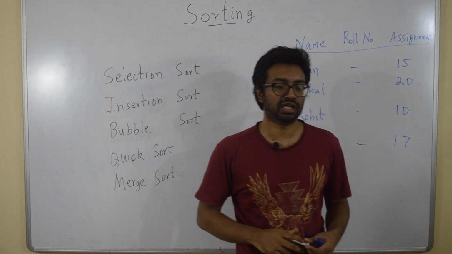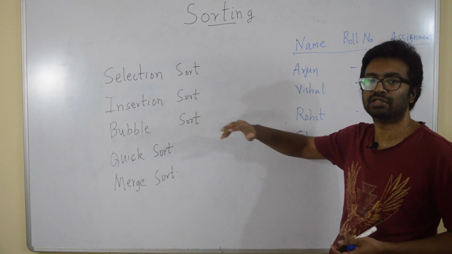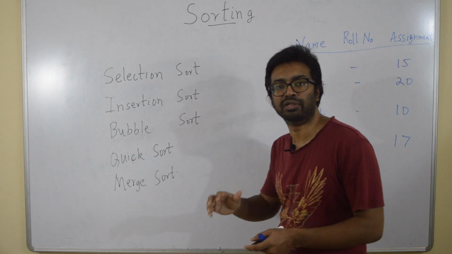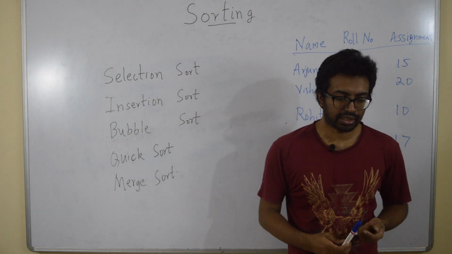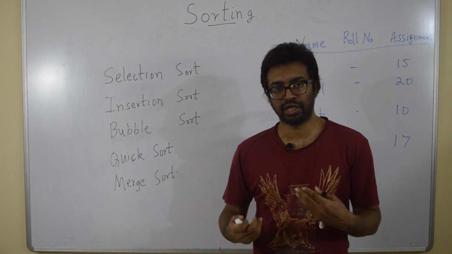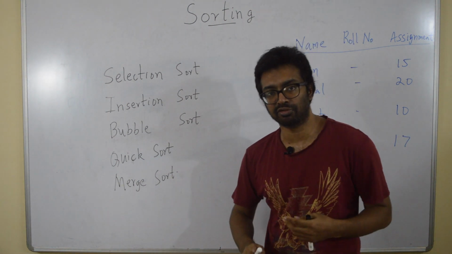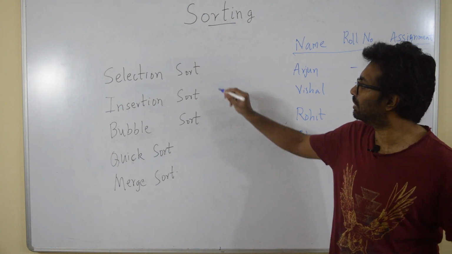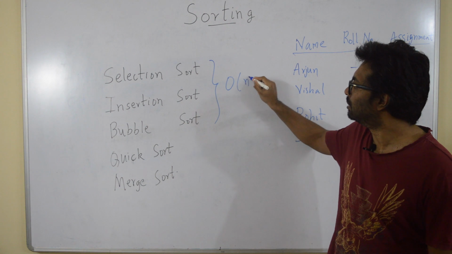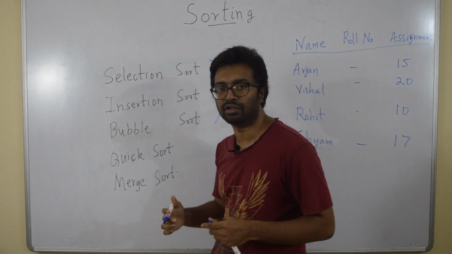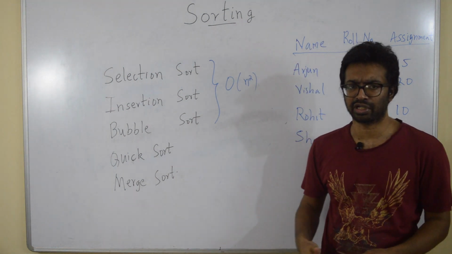So these are the 5 algorithms we look at: selection sort, insertion sort, bubble sort, quick sort, and merge sort. And while we look at these algorithms, we are going to analyze the worst case running time of these algorithms, and you will notice that these algorithms are going to work in order of n square. These are relatively simple sorting algorithms, something which you can think of as natural sorting algorithms.